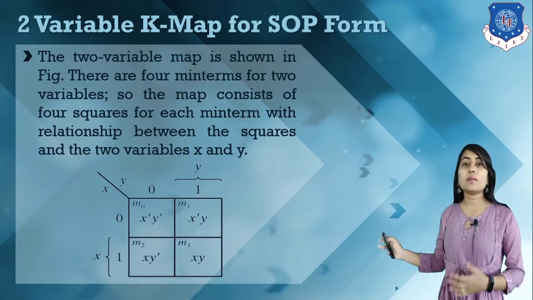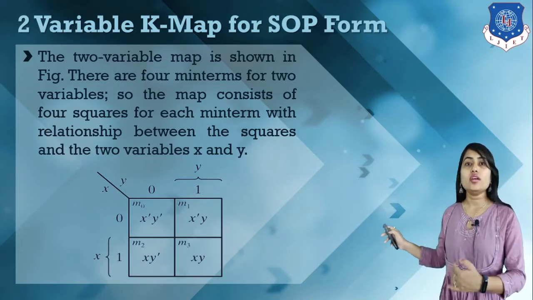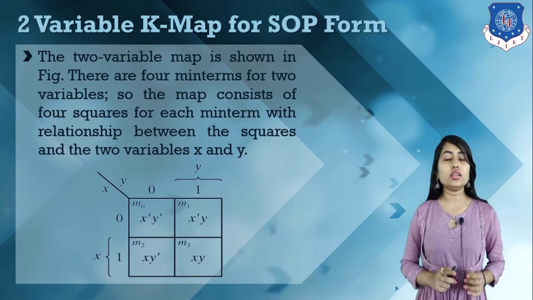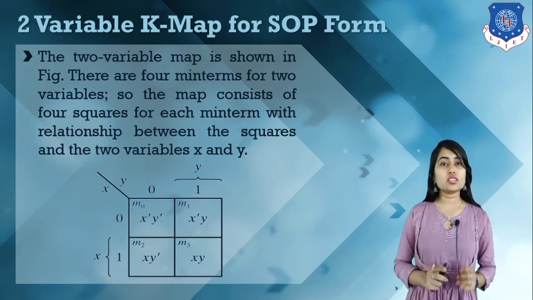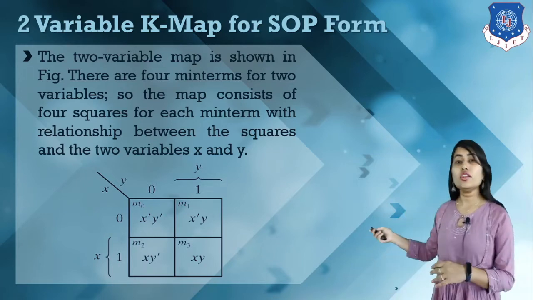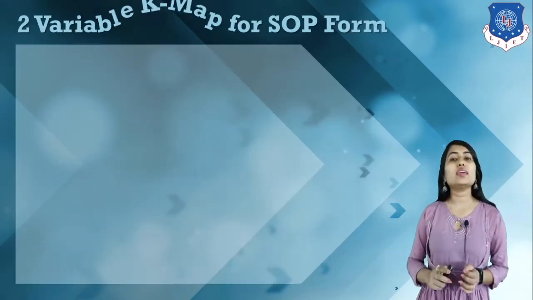By assigning the various logical function outputs, and then combining the adjacent squares and writing a logical function, we can simplify our logical function. So how can we simplify that logical function? Let's discuss one example. Here we have an example for a two variable K-map.